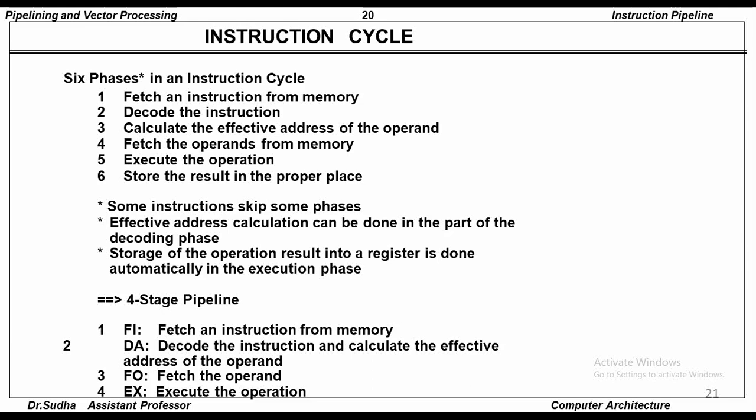In general, there are 3 major difficulties that prevent the instruction pipeline from its normal operation. First, resource conflict caused by access to memory by 2 segments at the same time; these conflicts can be resolved by using separate instruction and data memories. Second, data dependency: an instruction depends on the result of a previous instruction, but this result is not yet available. Third, branch difficulties arise from branch and other instructions that can change the program counter.